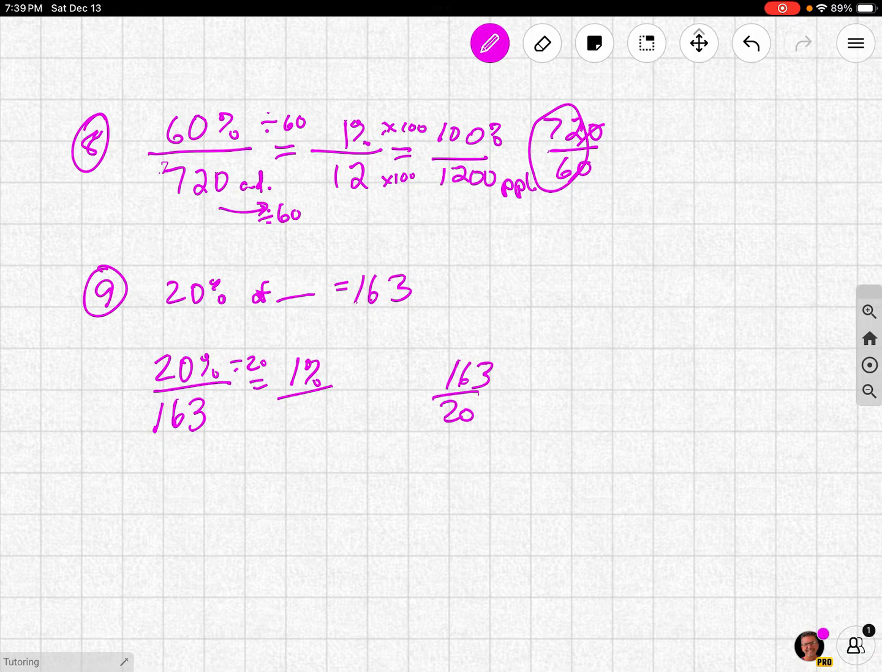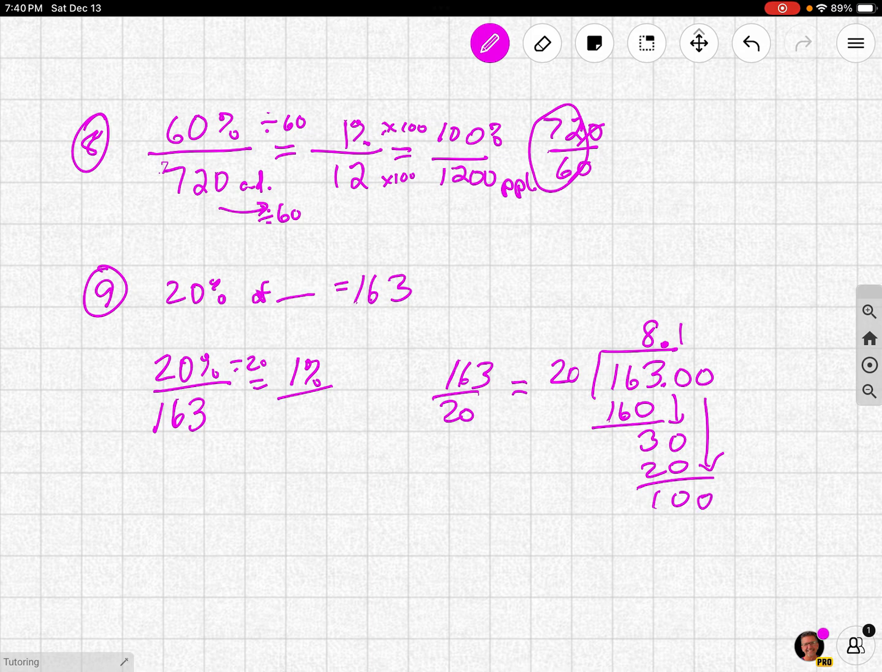163 divided by 20 goes in, let's see, 10 times is 200. 8 times, let's just do it. Let's do it right like this. Times 20. That goes in 8 times, I believe. 8 is 160, and then that's a leftover of 3, and we can put a 0 in there and bring that down. 20 goes into 30 one time, and that becomes 10. Bring down another 0, and it goes in 5 times, 8.15.